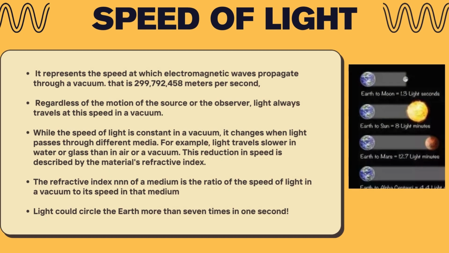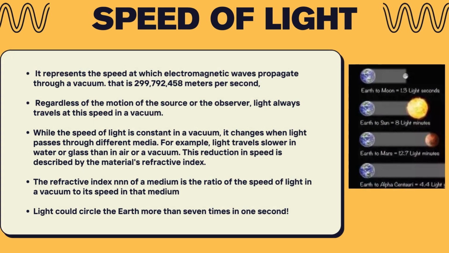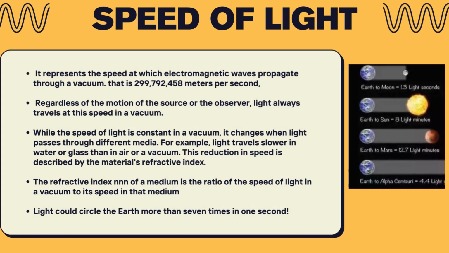One of the most remarkable constants in nature is the speed of light. In a vacuum, light zips along at an astonishing speed of approximately 299,792,458 meters per second, about 300,000 kilometers per second. To put this in perspective, light could circle the Earth more than 7 times in just 1 second. When light travels through different materials like water or glass, it slows down slightly due to interactions with the medium's molecules, due to the material's refractive index.